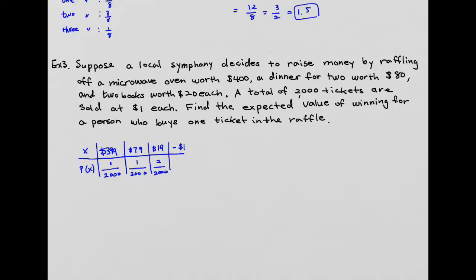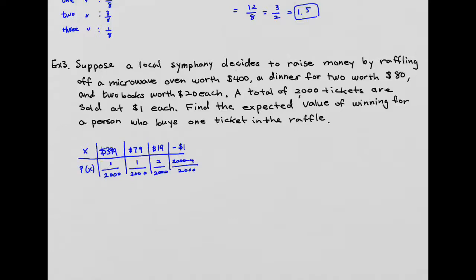And then the rest of them. So the only people that will win are 4. So 4 minus 2,000 will be your probability of losing. So everybody but those 4 will lose $1.